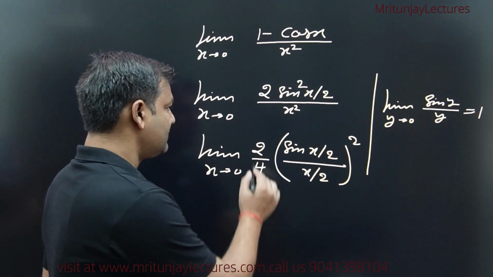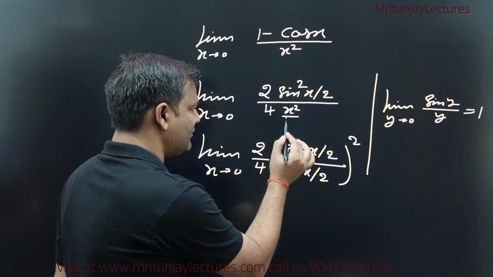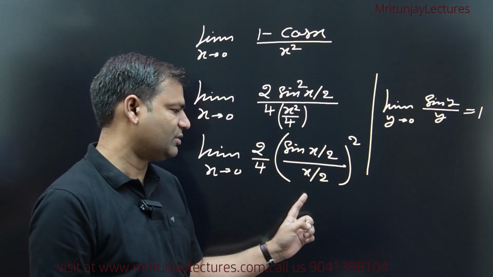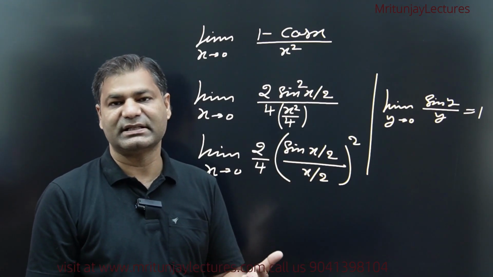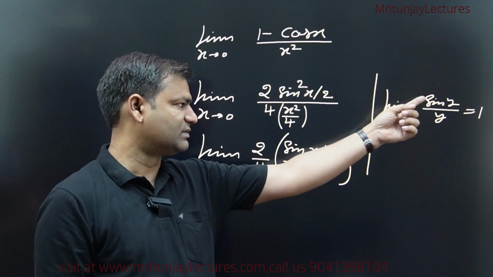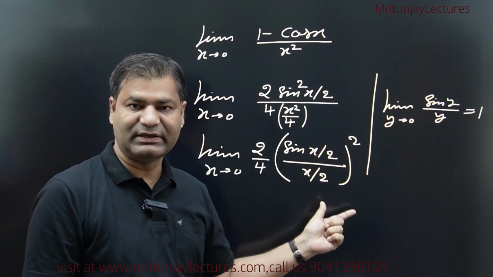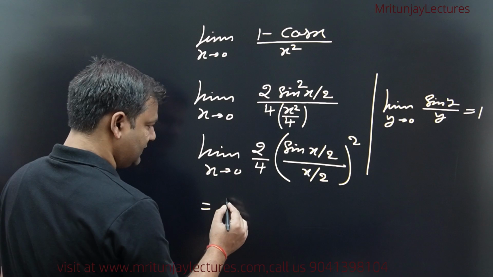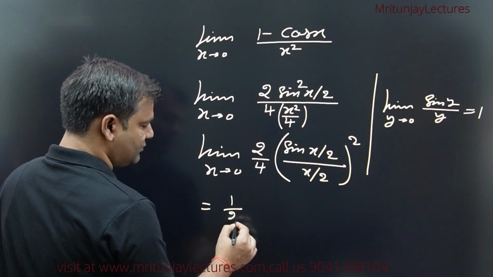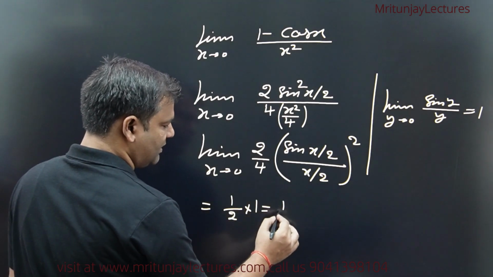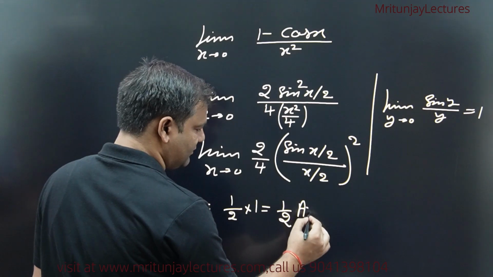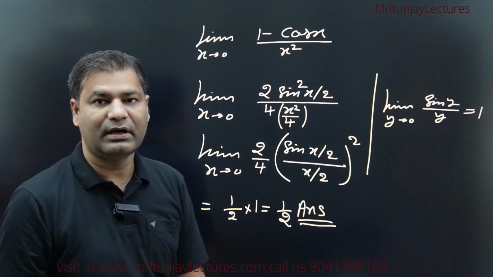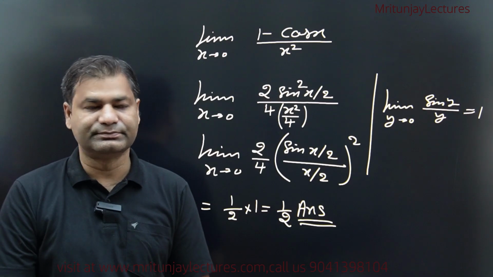So basically 4 multiply and 4 divide, then we get sin x by 2 upon x by 2 to the whole square. If limit x tends to 0, then this becomes 1. So finally 1 by 2 into 1, so 1 by 2 is the right answer. I hope that is clear. After that I will take another problem.